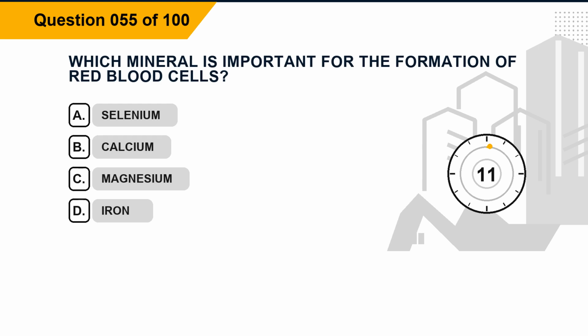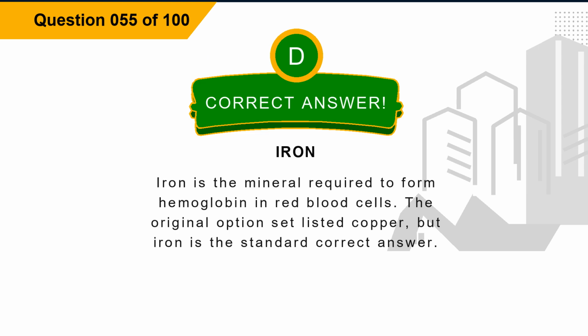Question 55. Which mineral is important for the formation of red blood cells? Option A, selenium. Option B, calcium. Option C, magnesium. Option D, iron. The correct answer is option D, iron. Explanation: iron is the mineral required to form hemoglobin in red blood cells. The original option set listed copper, but iron is the standard correct answer.